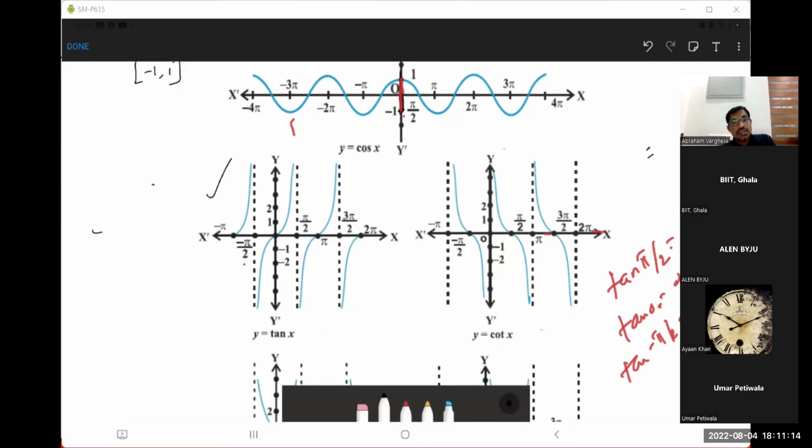Domain, is it all real numbers? Look at the graph. Sin x and cos x are defined for all real numbers. You can see everywhere it is continuous. There is no break. But when you look at the graph here, is it defined for every real number? If it is defined for every real number, then you can say the domain will be R.